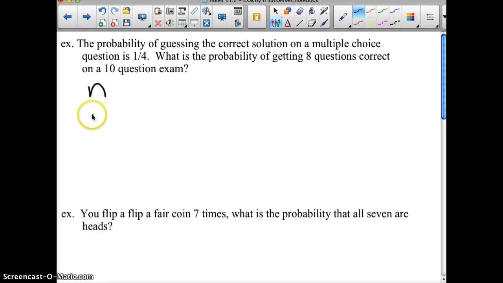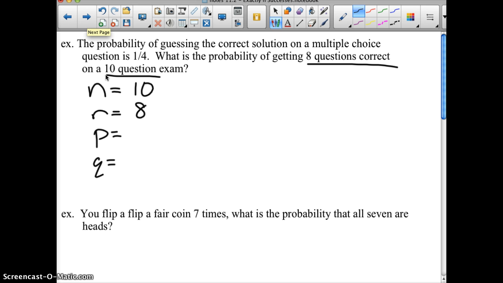So I need n, r, p, and q. All right, and the n is the number of trials. Well, the number of trials here is the same thing as the number of questions on the test. There's 10 questions, all right? And I want to get 8 of them correct. So I'm going to consider a success getting the question right. That just makes sense to me, right? So my r is 8, because I want 8 questions correct out of a 10-question exam. Now, what is the probability that I guess the question right?